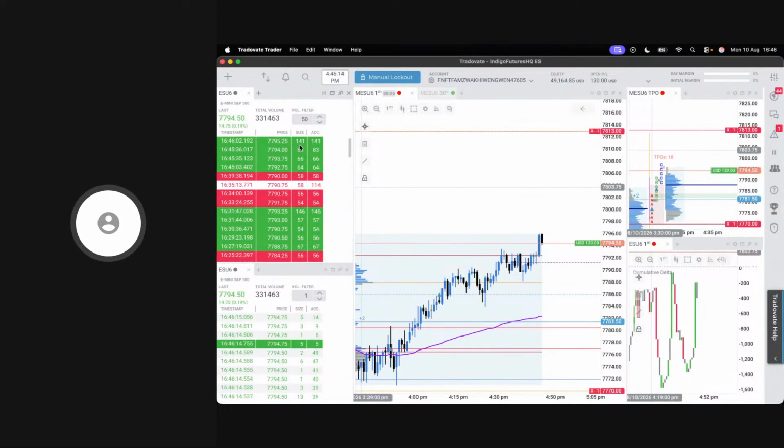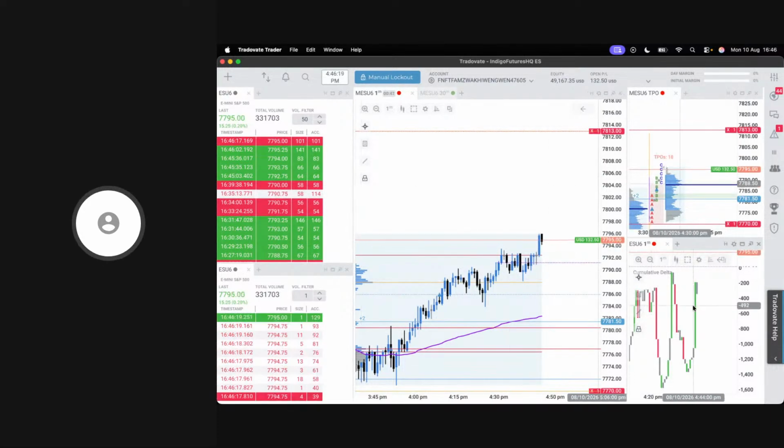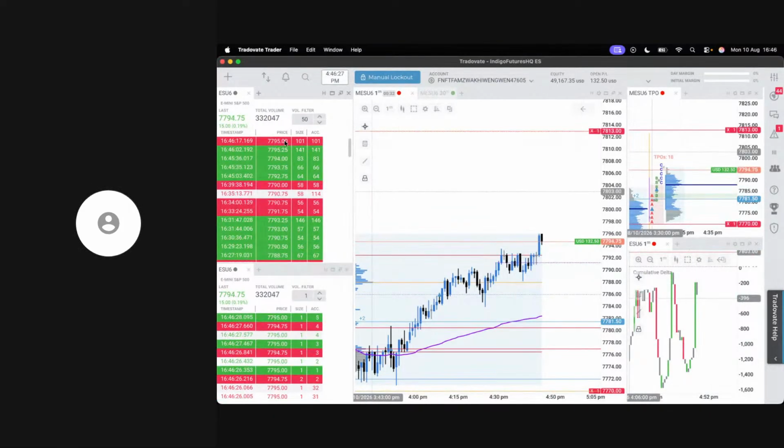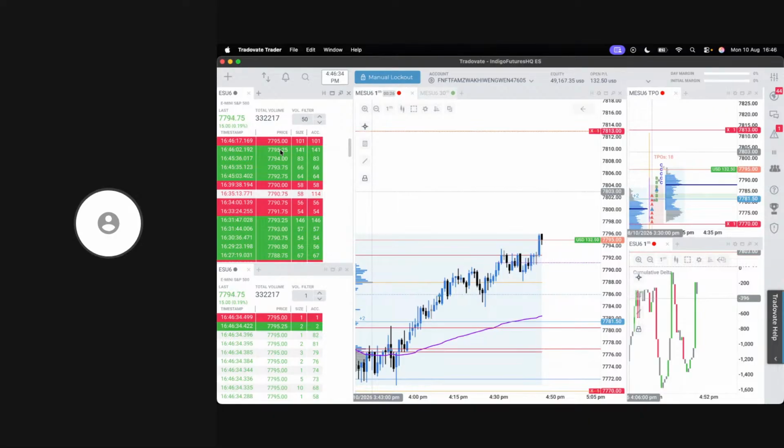$141 and 95, 95.25. Massive buying. See what CVD did there. Big buying. Big boy stepped in there. And someone's trying to short it, of course. Had to buy from someone.